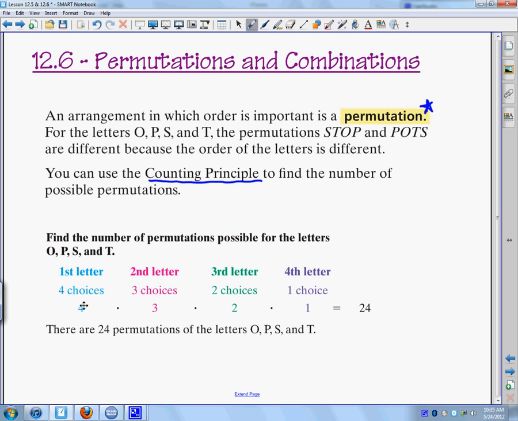I have 4 options for my first choice. For my first letter, I have 4 options. Once I place a letter, I'm only left with 3, and then 2, and then 1. So my total permutations would be 4 times 3, which is 12, times 2, which is 24, times 1. So 24 is my total.